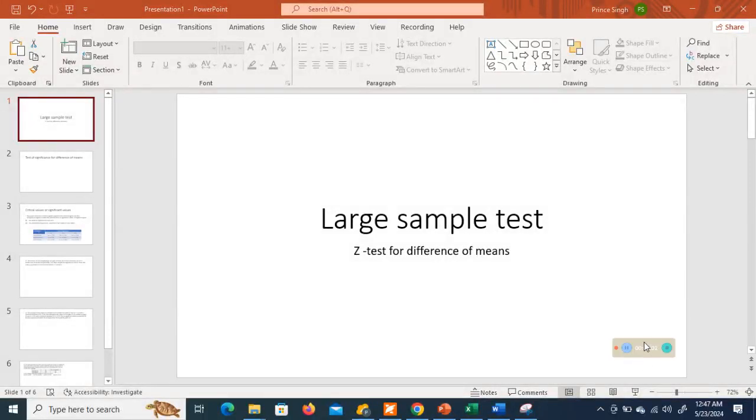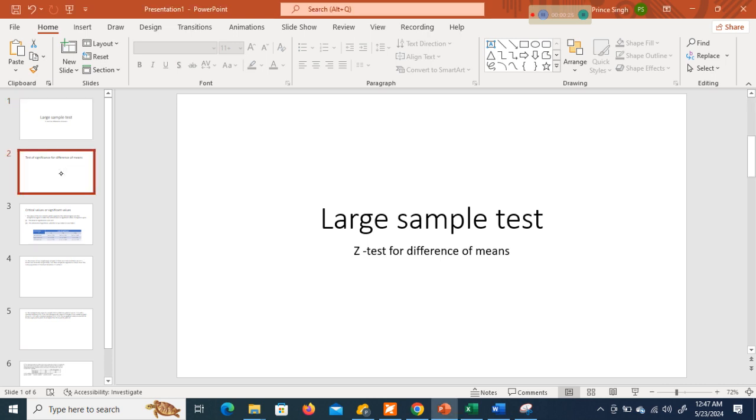Hello students, in this video we are going to discuss the large sample test for the difference of means. In the last video we discussed the test for a single mean. So basically we use this concept when we are given two samples instead of a single sample, right?